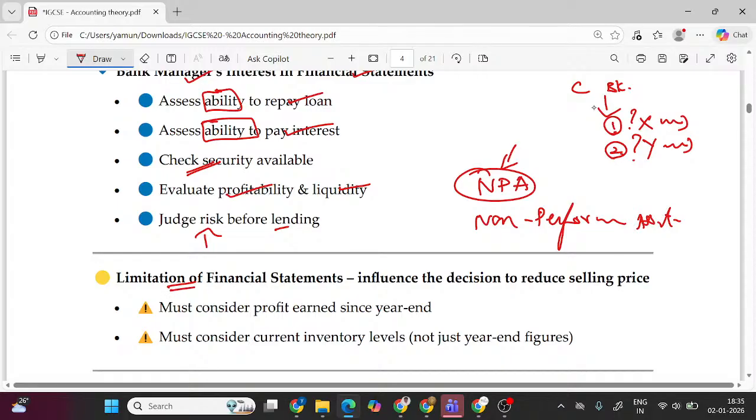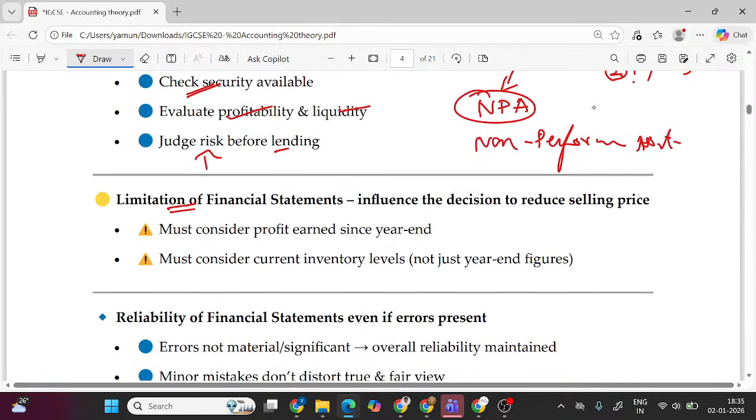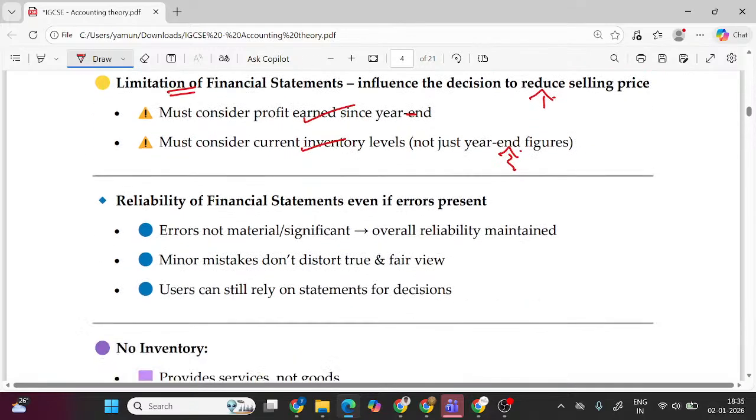Next is limitation of financial statement. Probably it will influence the decision to reduce the selling price. Okay. Probably I might be divesting my investments. Must consider profit earned since year end and must consider current inventory levels, not just year end figures. How far you can rely on the financial statements even if errors are present? See, sometimes errors will be present, and how we are going to make sure that we can rely on the records and we can proceed.